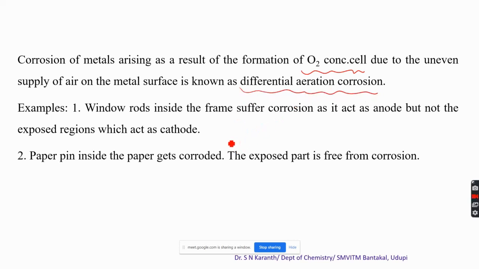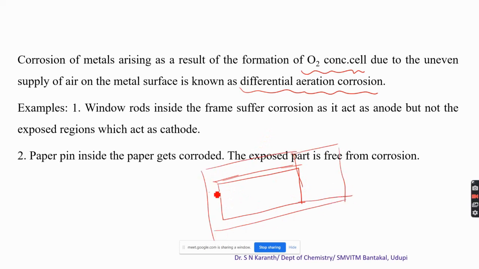A good example for differential aeration corrosion is a window rod. Inside the frame it usually suffers corrosion. In the case of a window rod, if you consider this a wall, a certain area is exposed to the atmosphere, whereas the other area is exposed to the wall. So this is usually less oxygenated. If any small gap is present, then it is less oxygenated. That area acts as anode and undergoes corrosion.